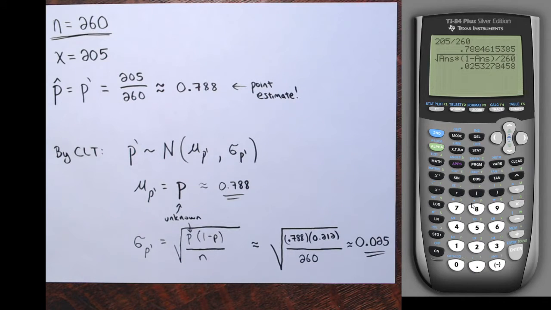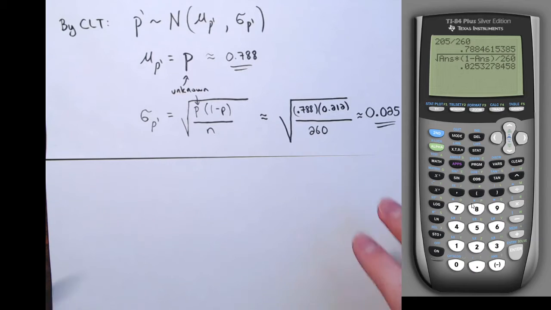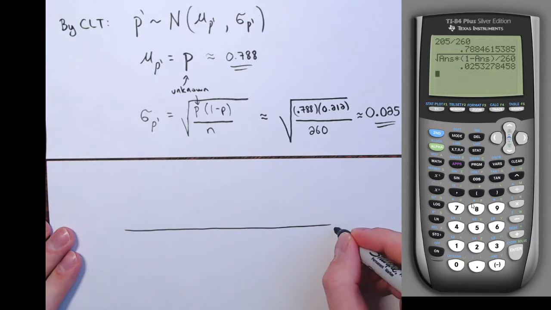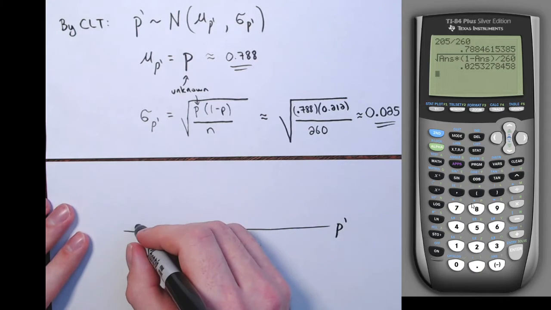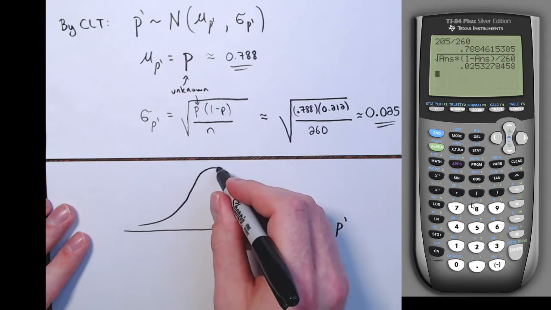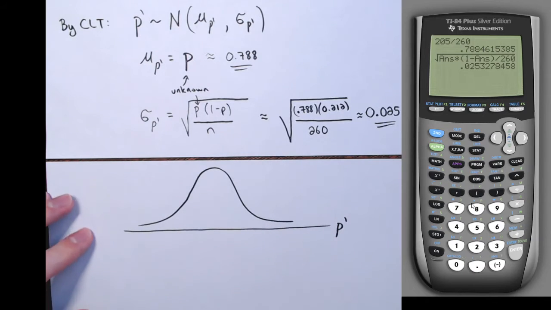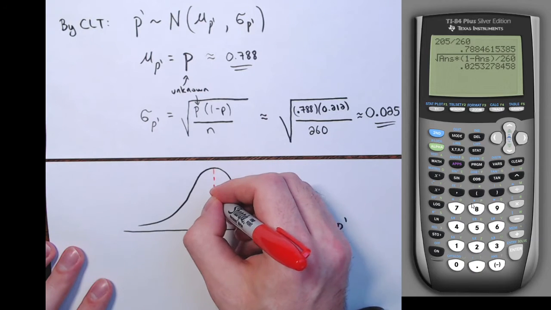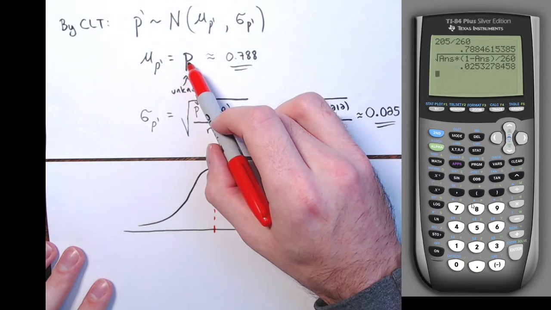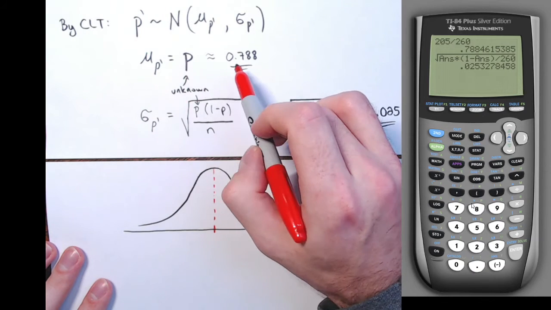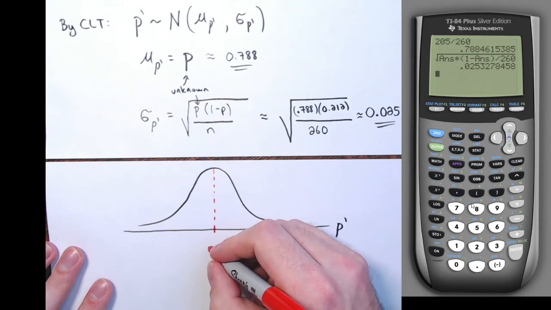Right. Now I'll draw a little picture of this distribution. Here are the possible different values of P prime for samples of size 260. That was normally distributed, so here's my best symmetrical bell shape. Underneath the peak on this number line is our value of P, the population proportion, but we don't know this, so we're using our point estimate, P prime, 0.788.